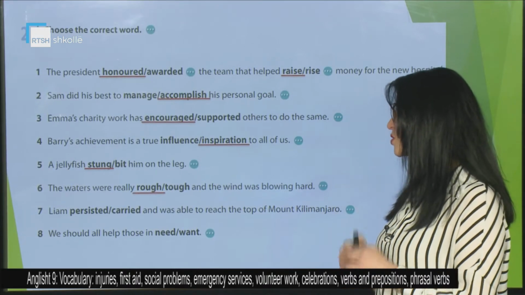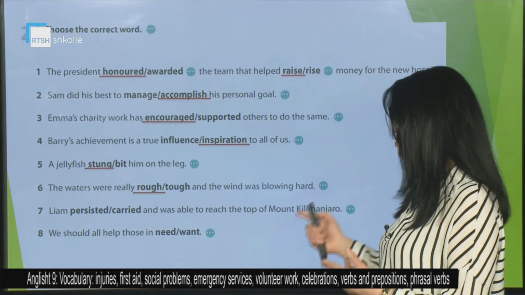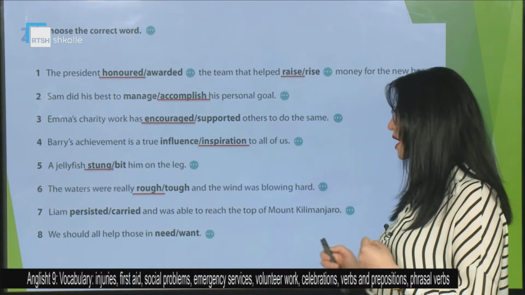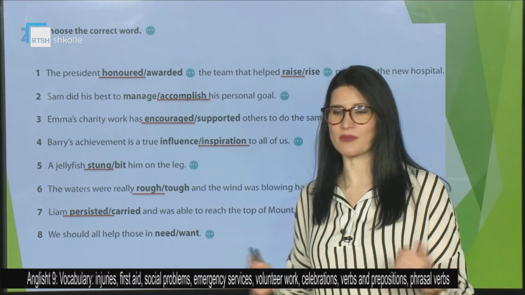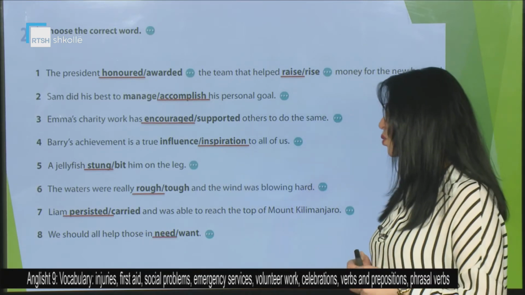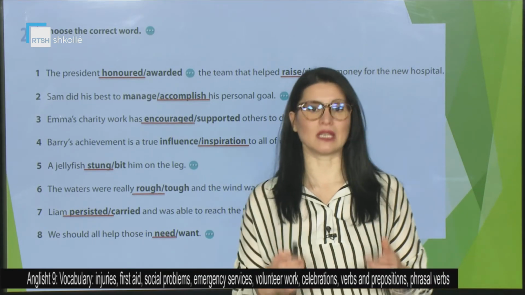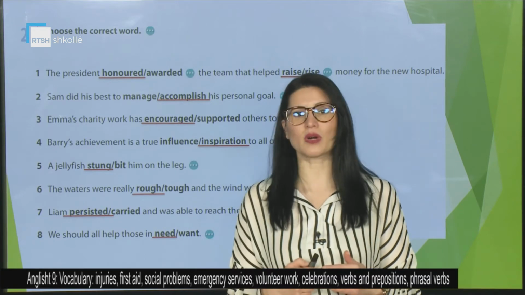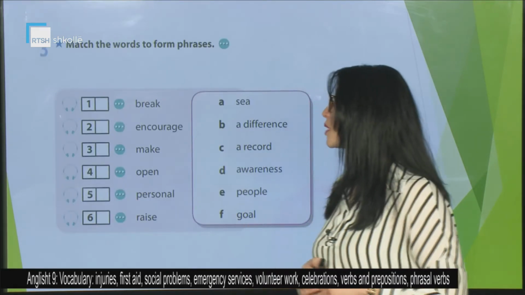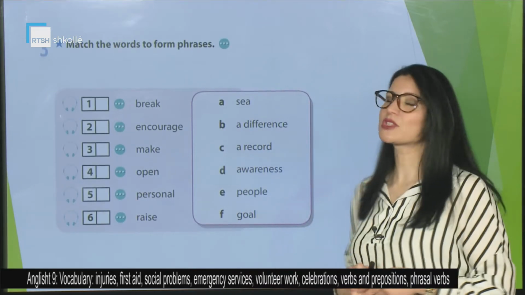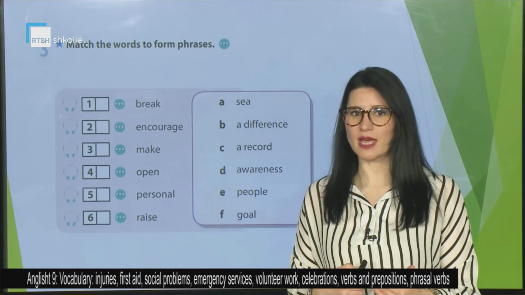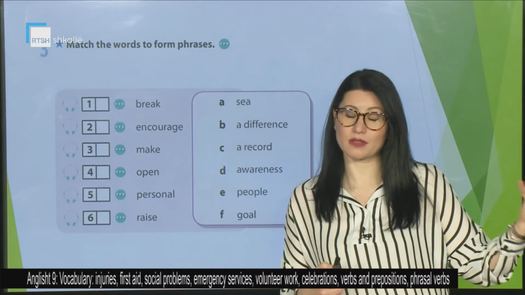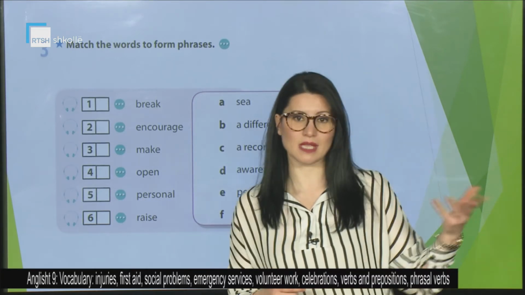Liam persisted or carried and was able to reach the top of Mount Kilimanjaro. Of course, it is persisted, which means to have a great determination to do something. The next one, we should all help those in need, the people who need our help. Let's go on with another exercise. Match the words to form phrases. These phrases appeared in the text that we had, in the three texts that we had in Unit 7a.